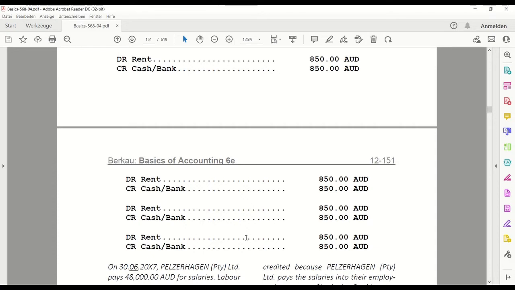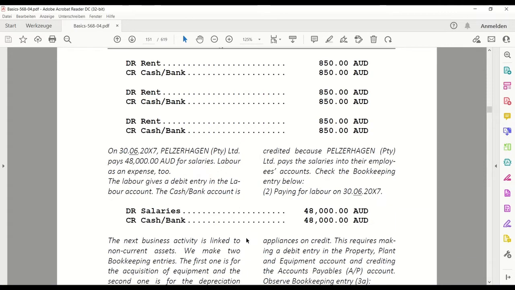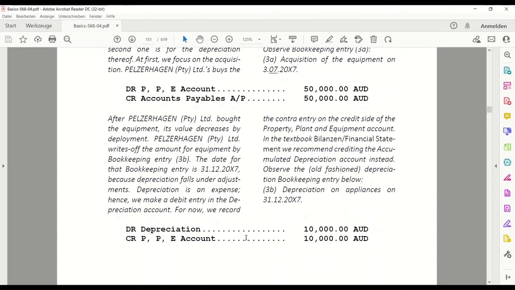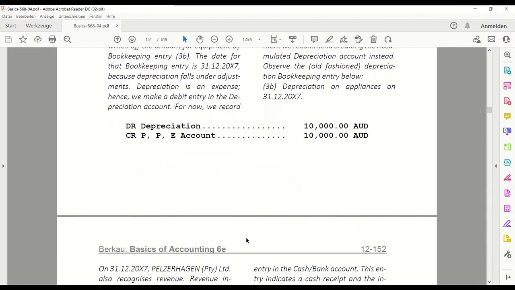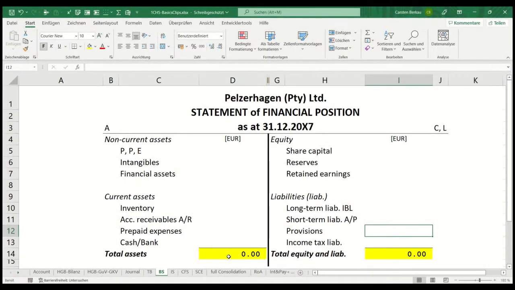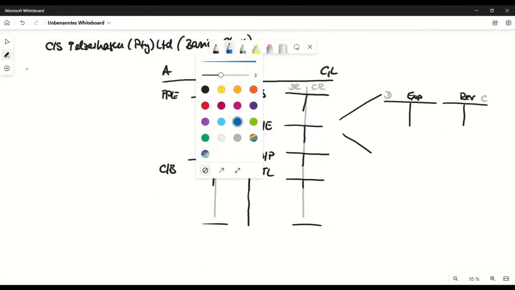The bookkeeping entry for rent is shown here. As you can see, there's always a debit entry and a credit entry, and the amount is the same. The same applies for the salaries, for the acquisition, for depreciation. So you see, always there is a debit entry and then we make a credit entry. I marked the totals on the asset side and on the credit side by a yellow color. Whenever we make a bookkeeping entry, just check whether the totals are still the same. Now I will record the bookkeeping entries.